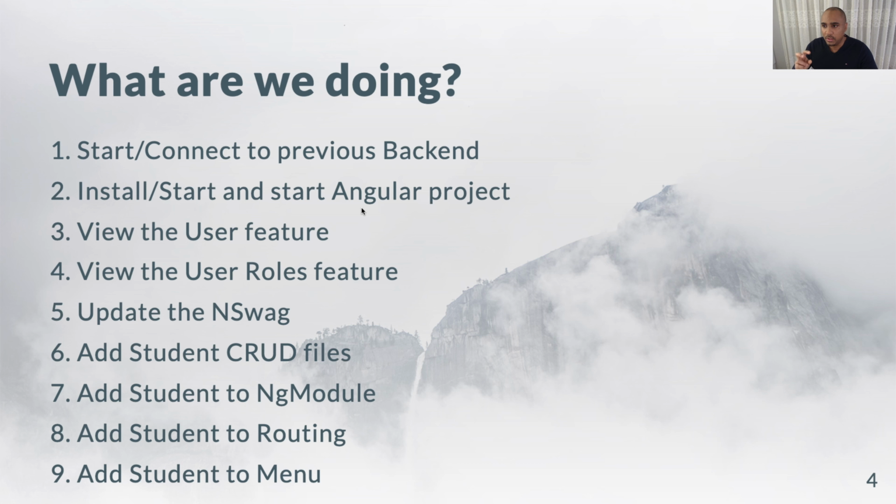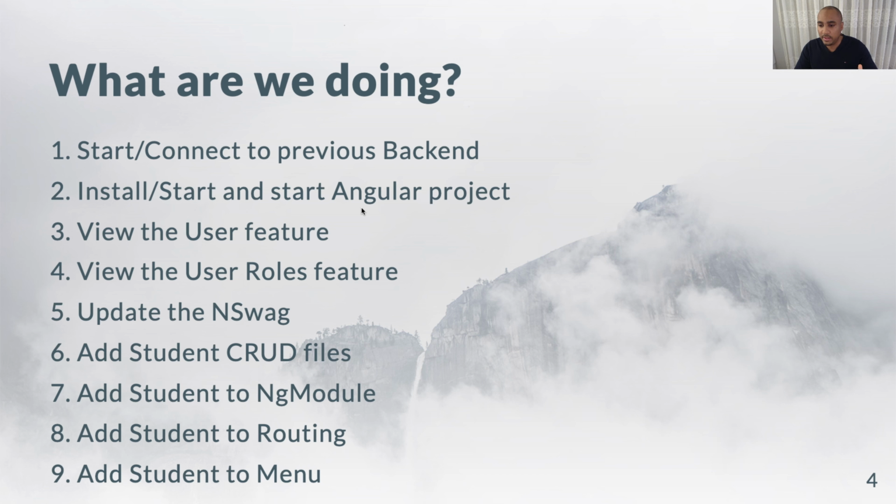So today we're going to connect to the previous backend that we did. If you haven't watched the video, go and watch it. Spin up that version of the backend. And then second, you're going to start the Angular project and then see the user interface, the role interfaces. We're going to update NSwag to generate a new proxy class, a proxy entity. Then we're going to add the create, read, update, and delete files.